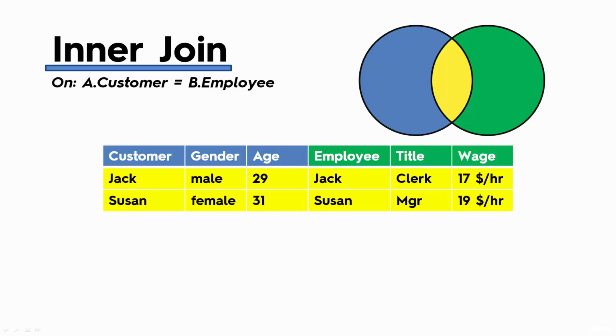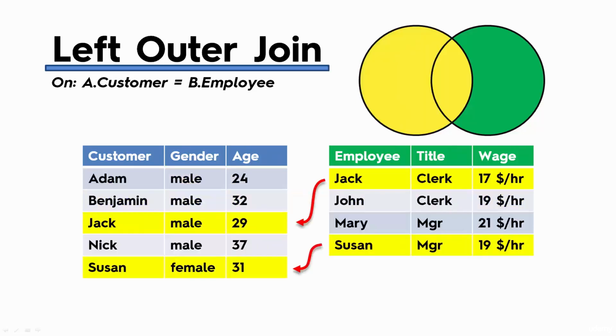Now let's have a look at a left join. So there's a few different types of joins. Now we're going to proceed to the next one, which is called a left outer join. And in short, it can also be called a left join. So a left join basically says that the primary table is the one on the left. Once again, we're joining on the first column of the first table, customer, equals the first column of the second table, which is employee.